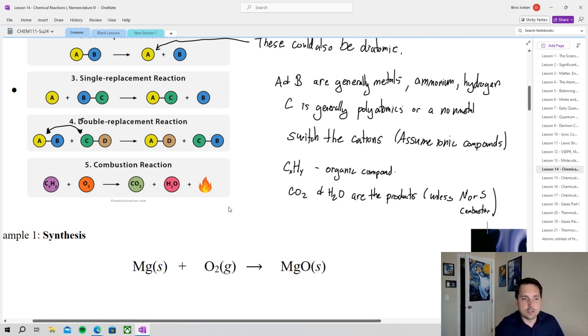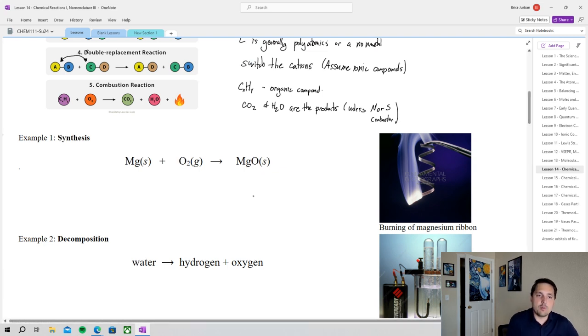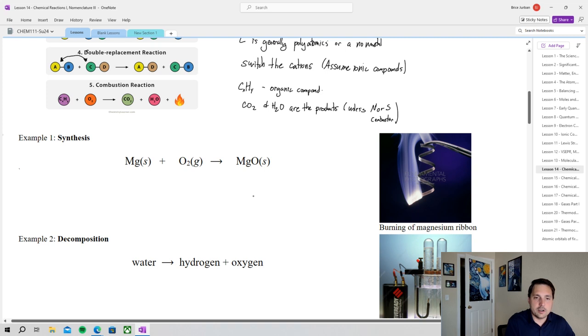All right, cool. So let's look at this first example here. If we take a strip of magnesium and we combine it with oxygen and some heat, so we're going to need some heat to drive this reaction forward, we can get a synthesis product, a magnesium oxide product. So whenever we have a metal and oxygen, we'll form an oxide as a result. And there are no other products here.